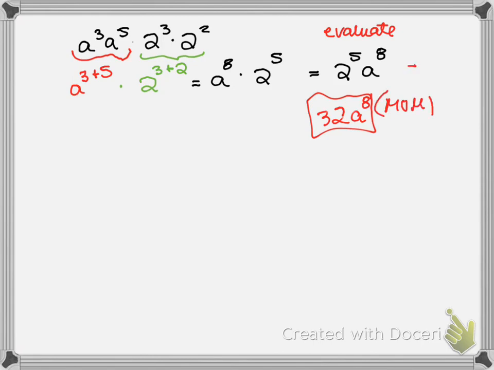Okay, if you tried to type this part, the 2 to the 5th times a to the 8th, into MyOpenMath, I do not believe it would accept the answer. It wants you to simplify any numbers with exponents.